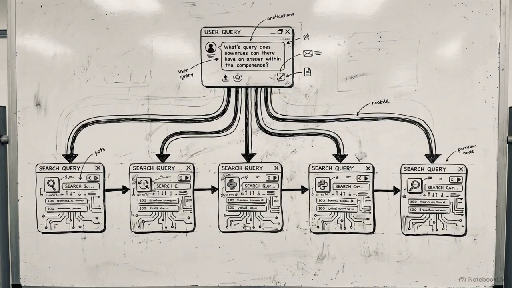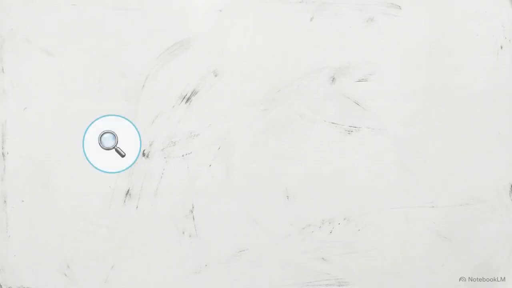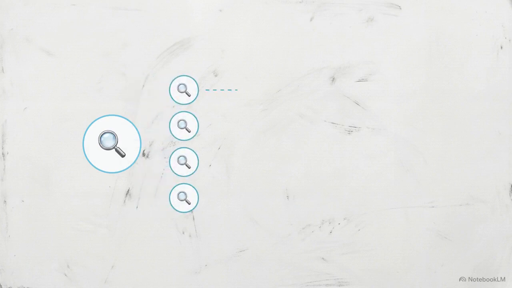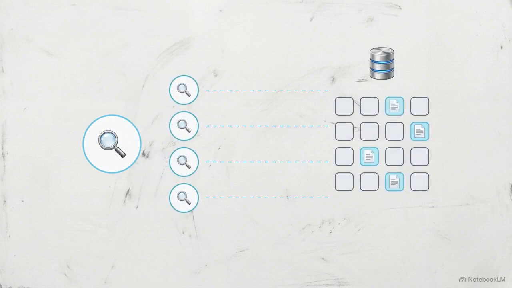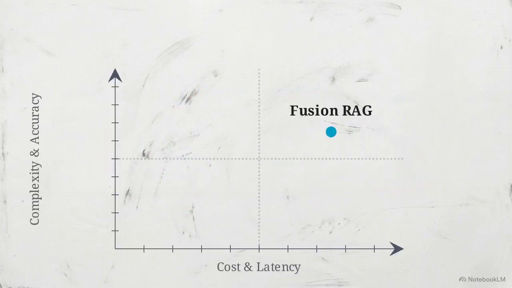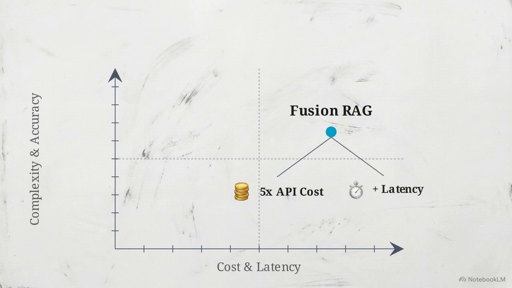Fusion RAG is the brute force architectural solution to poorly phrased prompts. It takes a single vague prompt, generates 3 to 5 variations of it, and runs parallel searches across your database to guarantee high recall. It sits in the middle right of our matrix because it multiplies your vector search API costs by up to 5 times and adds latency from the complex re-ranking math required to sort the results.